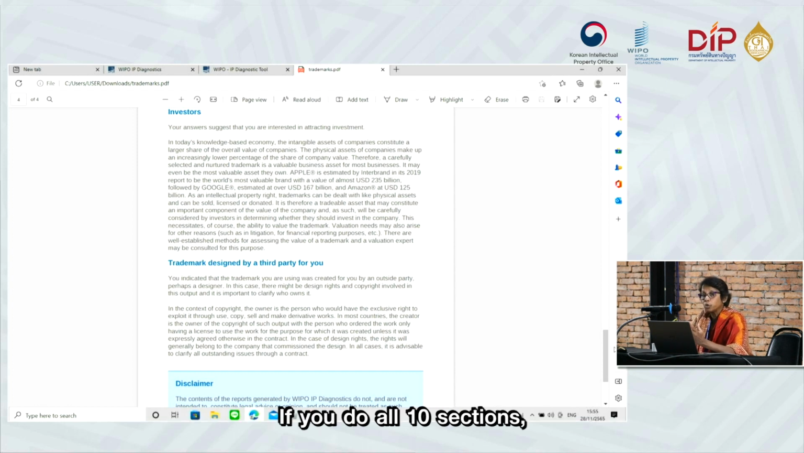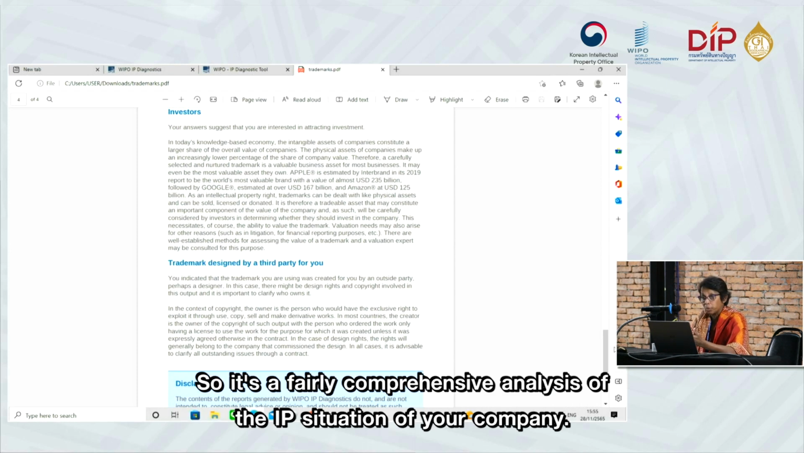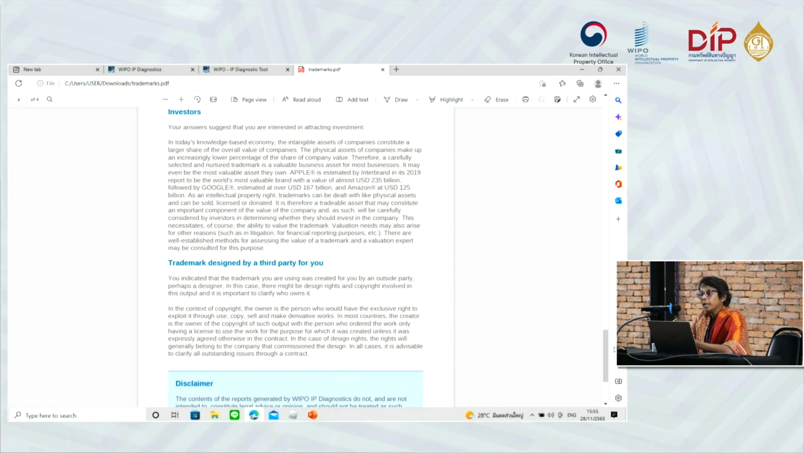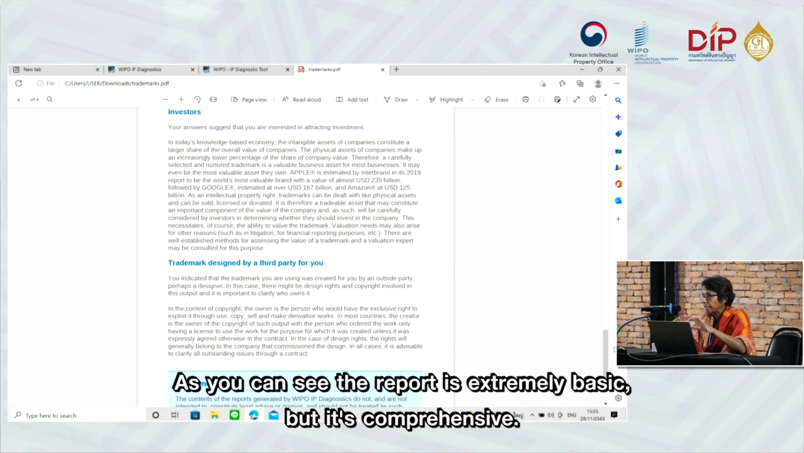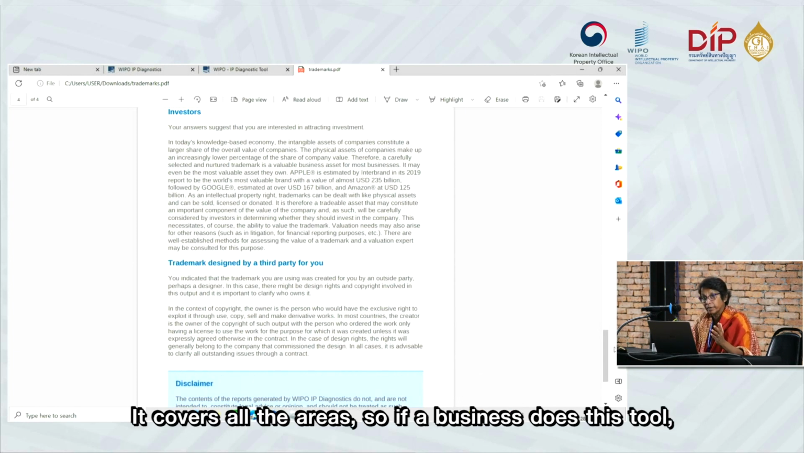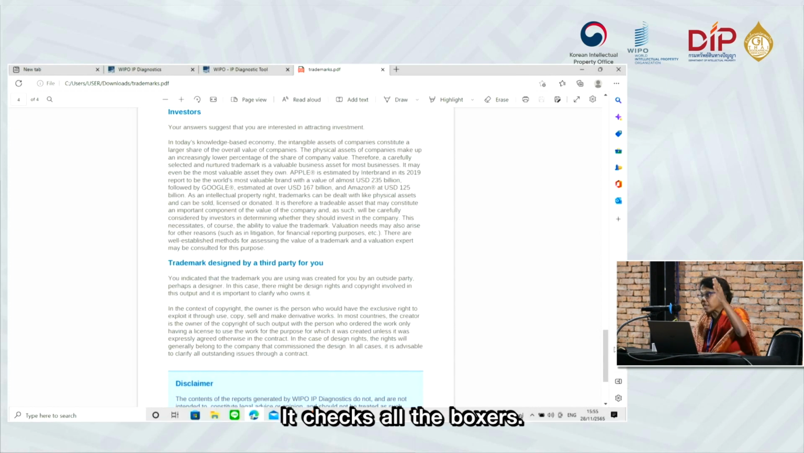report. If you do all 10 sections, you will get something like 45 pages of report. So it's a fairly comprehensive analysis of the IP situation of your company. When I say comprehensive, it is still very basic. As you can see, the report is extremely basic, but it's comprehensive. It covers all the areas, right? So if a business does this tool, it gets a comprehensive but basic analysis of its IP situation in the business. It checks all the boxes.